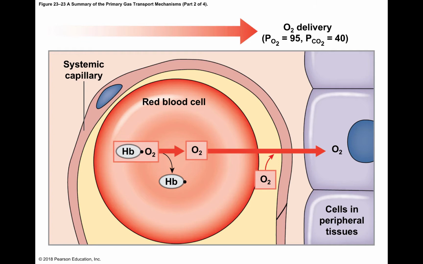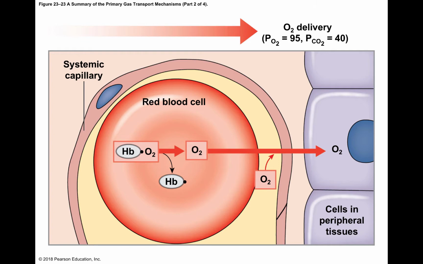But when it gets to a tissue that's active, a tissue that's actively metabolizing, the hemoglobin will release the oxygen molecule, and then the oxygen molecule can diffuse into the tissues based on partial pressures, right? So hemoglobin's not going to let go of that oxygen until it gets somewhere that needs it. So how do we know if the tissues are metabolizing? What are some signs that we know?